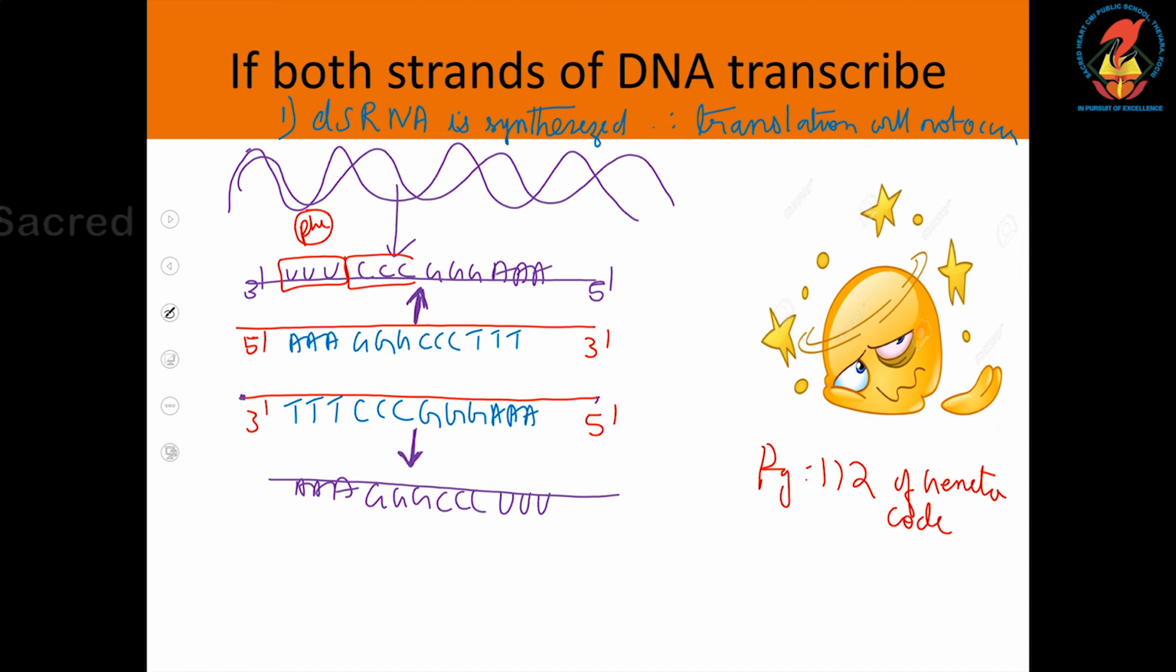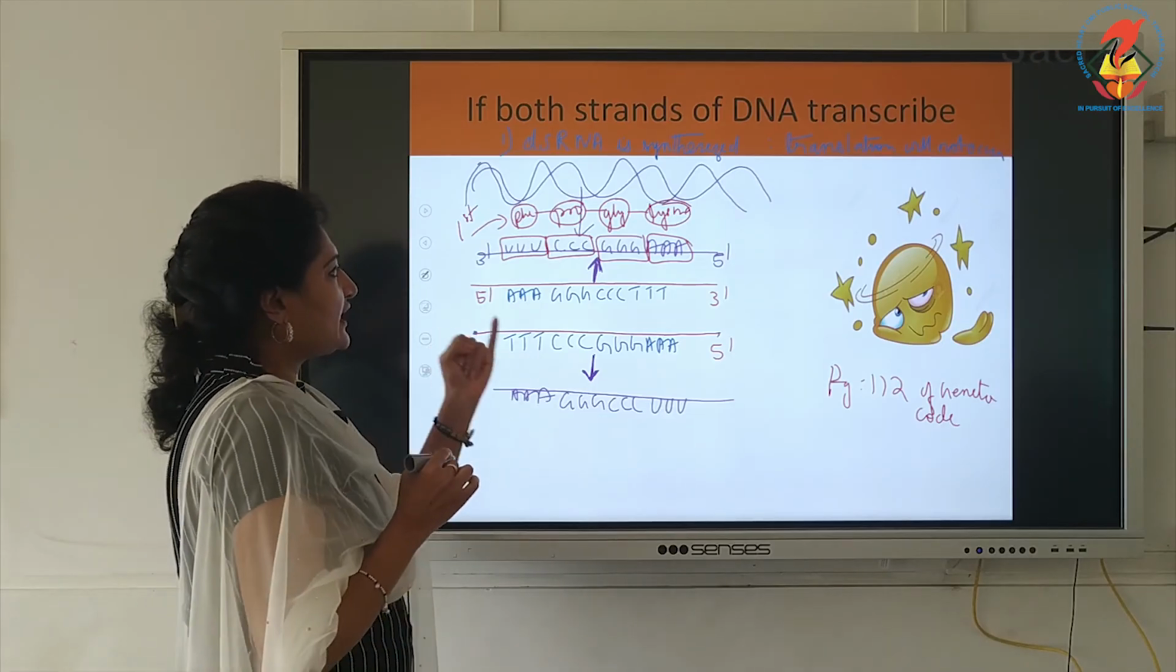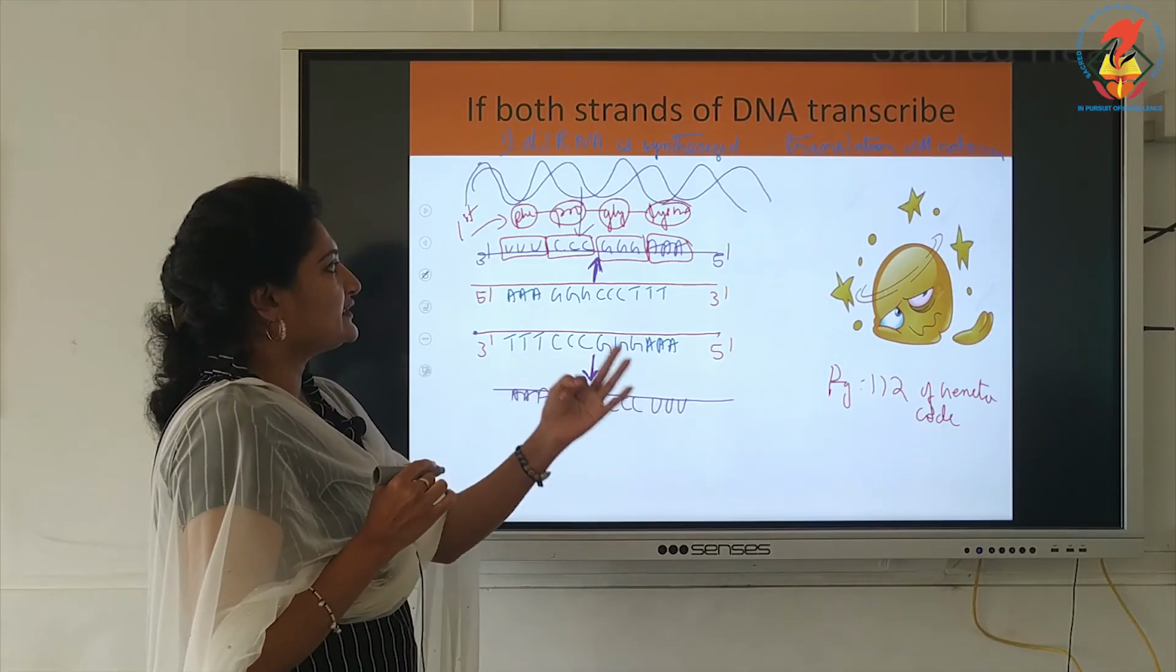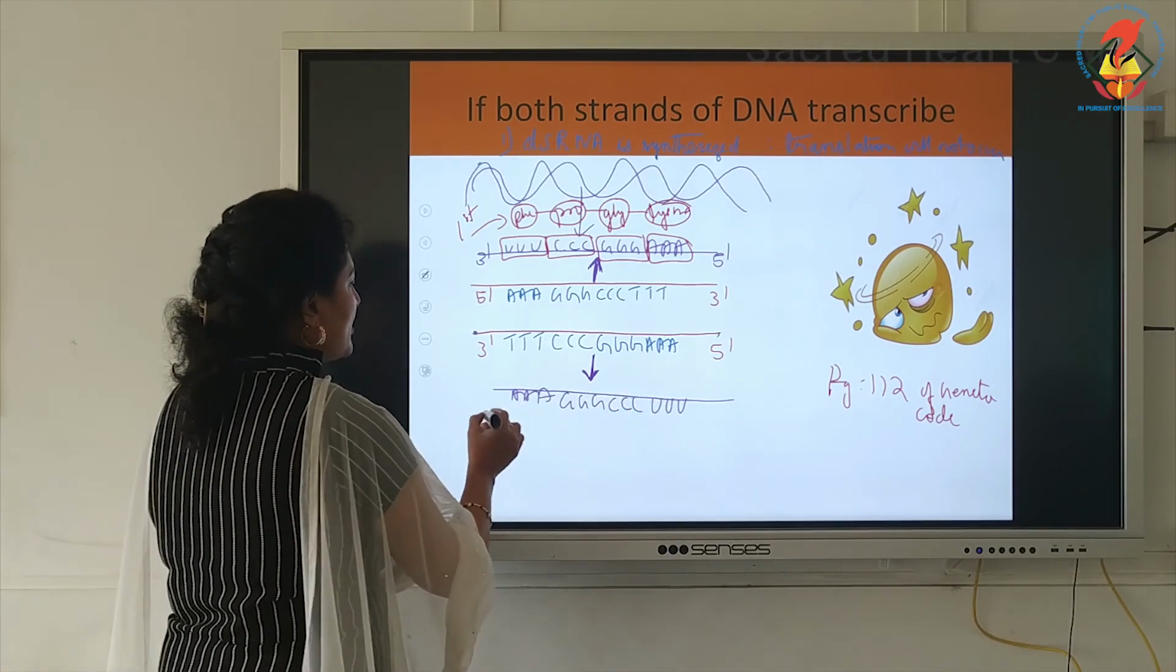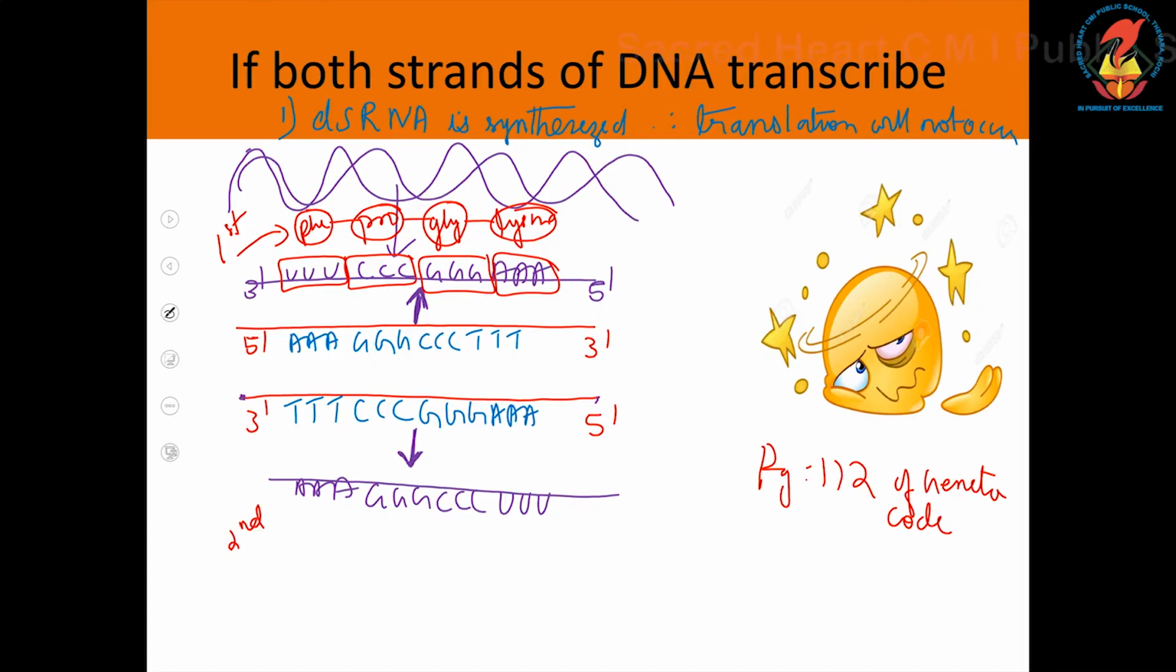For C, it is proline. For G, it is glycine. And for A, it is lysine. So look at the amino acids. The first protein synthesized will have amino acids phenylalanine, proline, glycine and lysine. Now analyze the second protein that is synthesized from this strand.